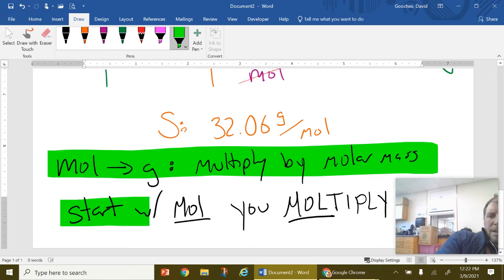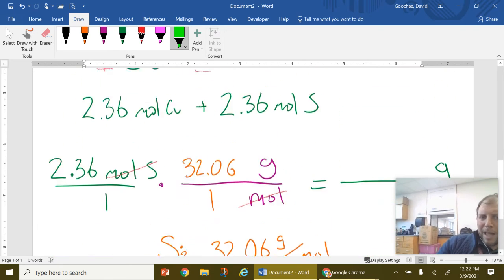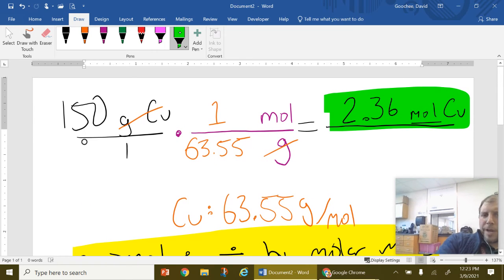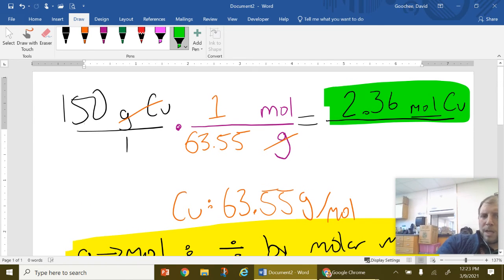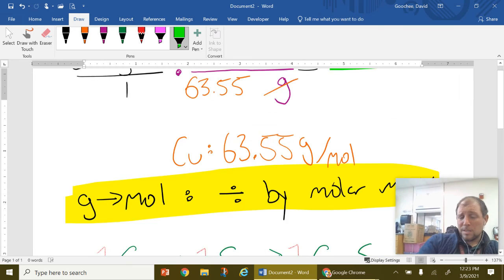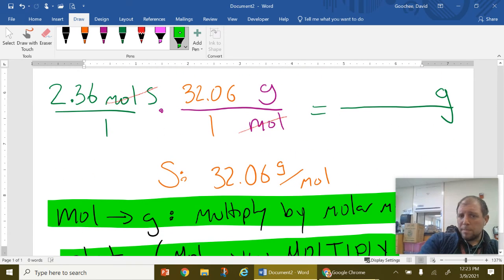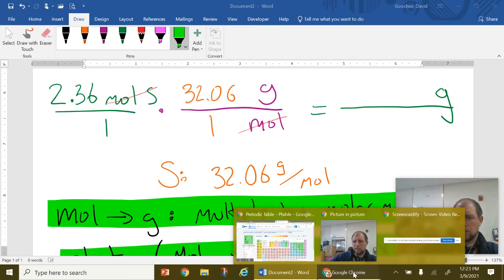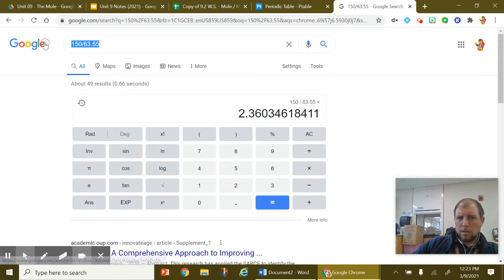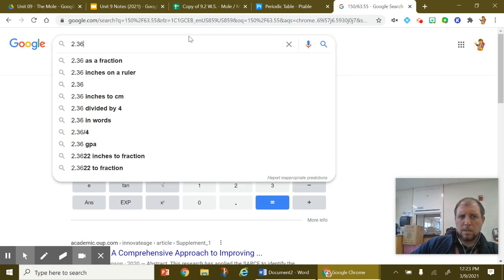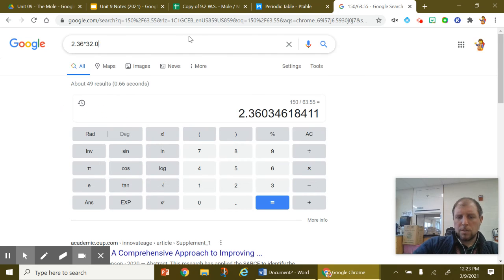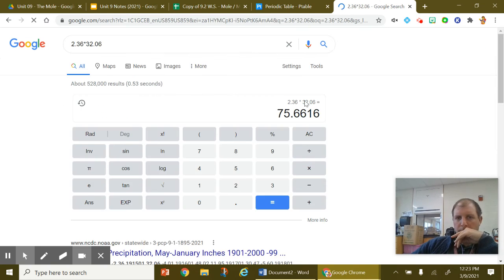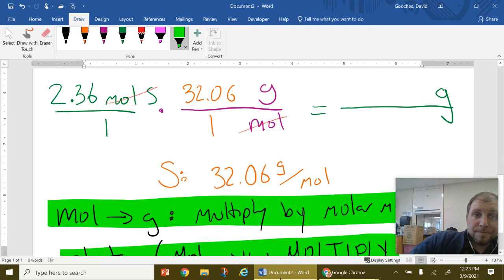So, again, what I've done here is I've set up some dimensional analysis to show you that when you're going from grams to moles, you divide by the molar mass. And when you go from moles into grams, you multiply by the molar mass. Let's do this, by the way. 2.36 times 32.06. What did I get? 75.7.